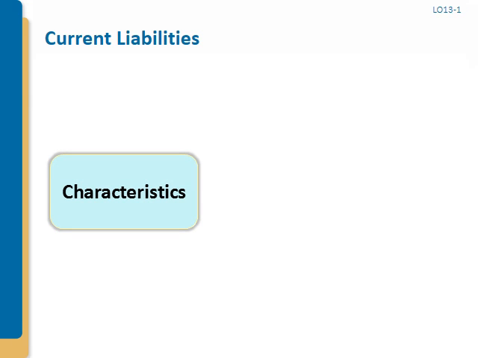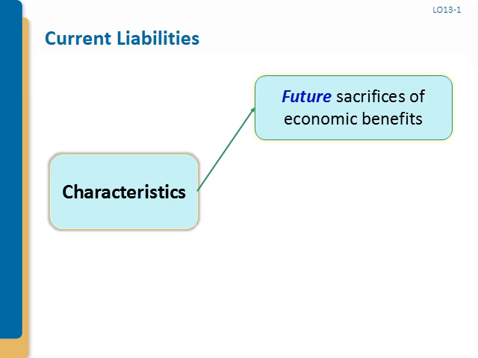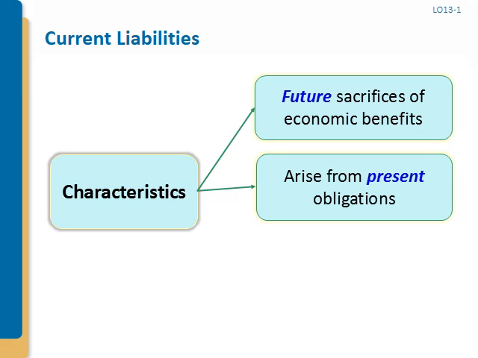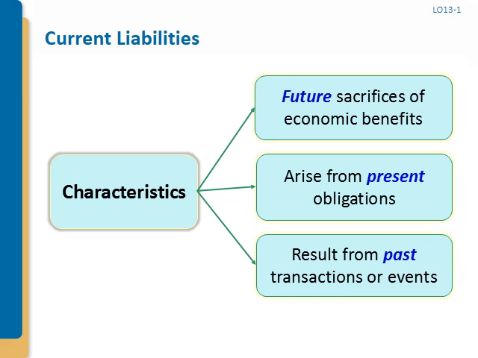From a financial reporting perspective, a liability has three essential characteristics. Liabilities are probable future sacrifices of economic benefits. They arise from present obligations to transfer assets or provide services to other entities. And three, they result from past transactions or events. So think of a liability as a present obligation to make a probable future sacrifice because of a past event.